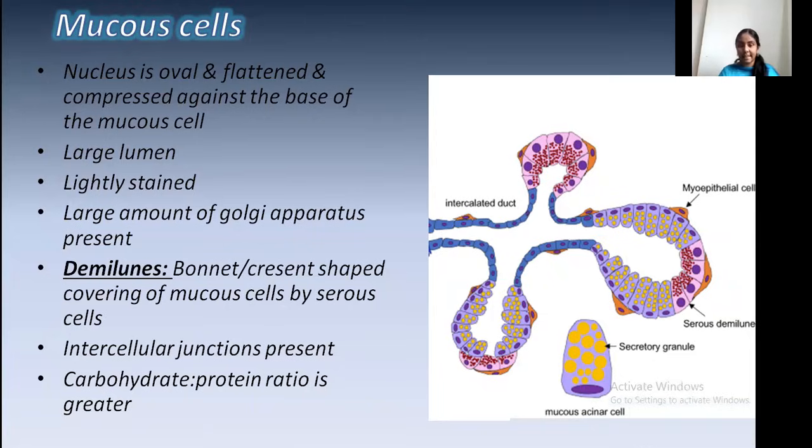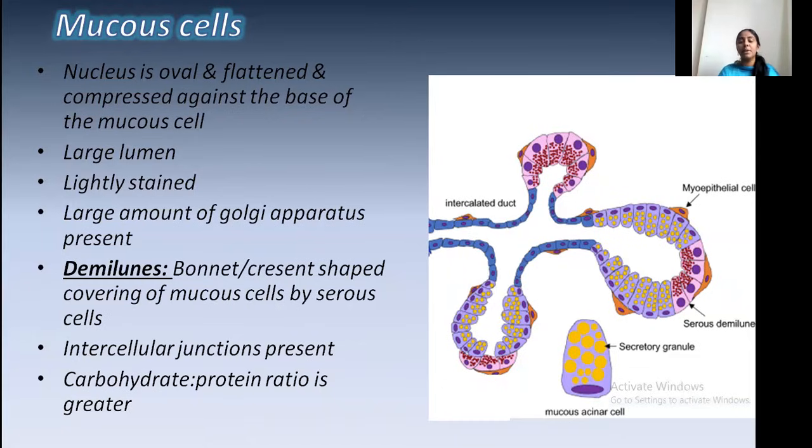It is lightly stained. Serous cell is darkly stained. Mucous cell is lightly stained. It has a large amount of Golgi apparatus present. There we had secretory granules. Here also we have secretory granules, but here predominantly Golgi apparatus.